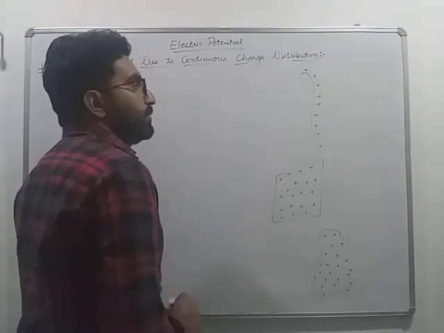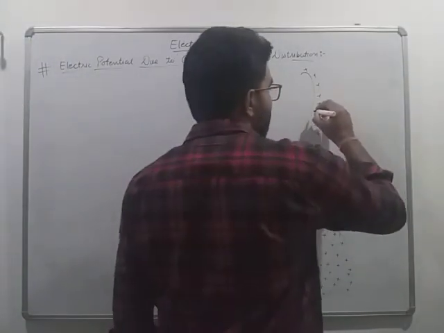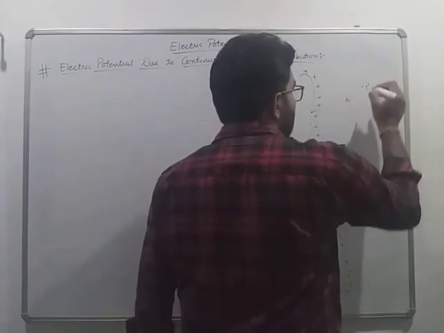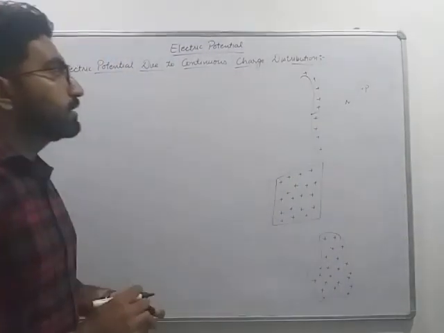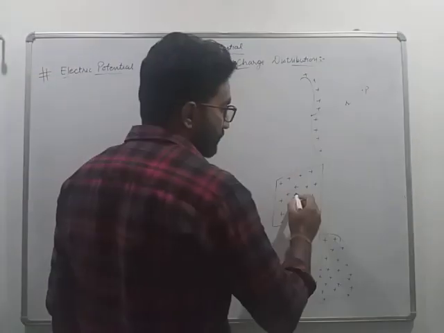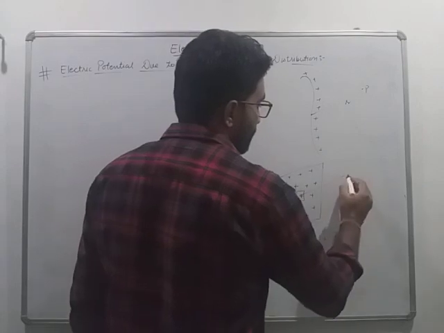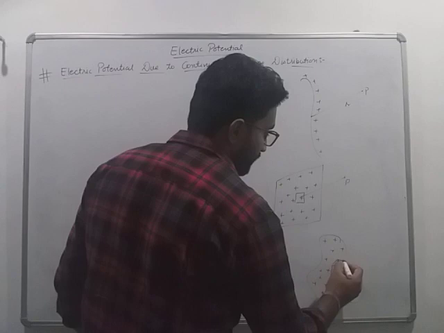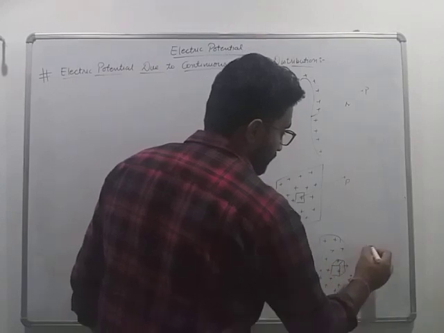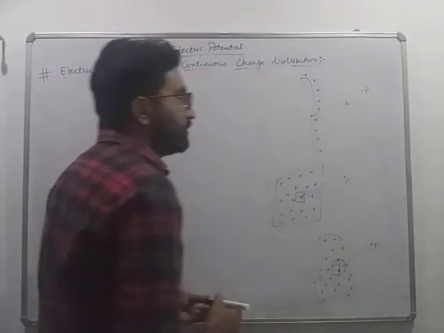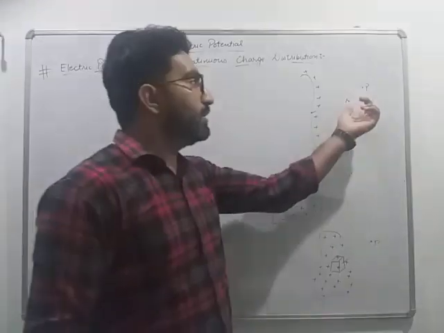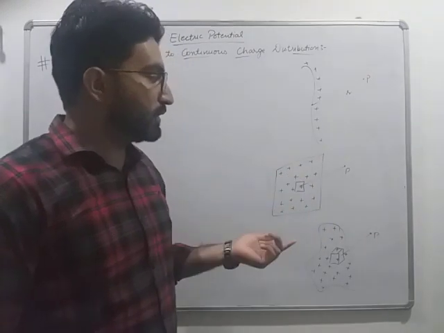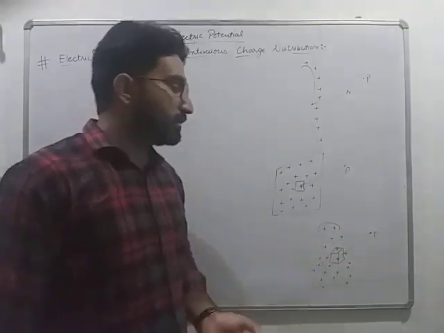At a point P which lies at a distance of r from our continuous charge distribution. Similarly, for the other cases we have a similar point P. We have to find the electric potential at point P due to this line charge distribution, this surface charge distribution, and volume charge distribution.